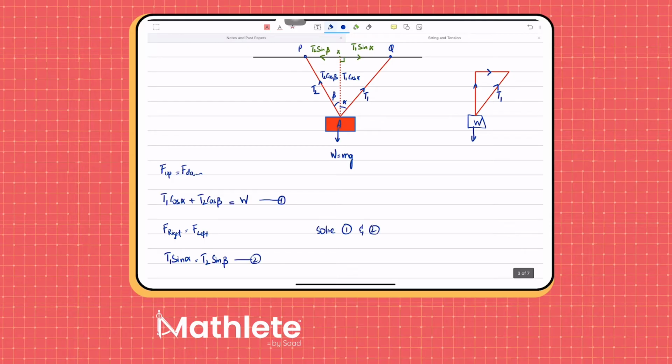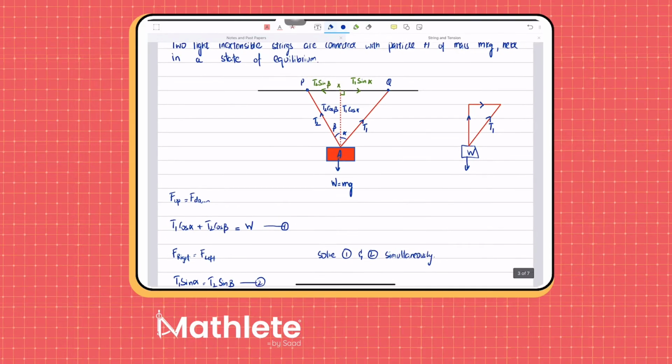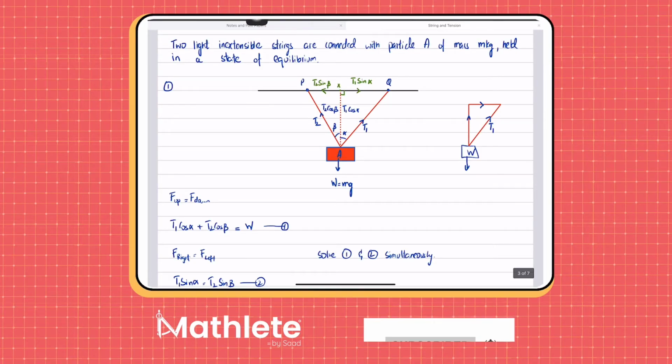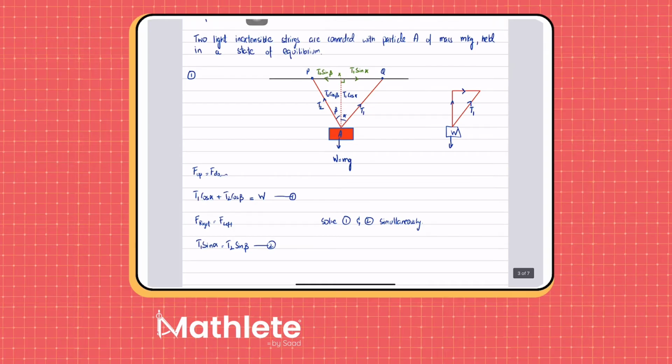Now here, since we don't have any values, we obviously can't solve these 2 equations simultaneously, but this is what we do: solve 1 and 2 simultaneously. So this was one particular case. Now take a good look at it. Let me know if you have any questions. Once we do it with actual values, you will understand how it works, but still, if you have any questions, feel free to ask.